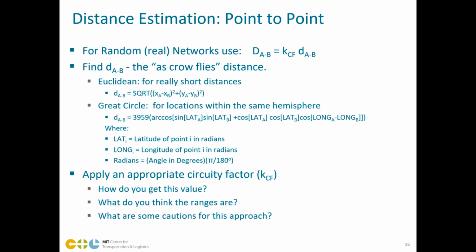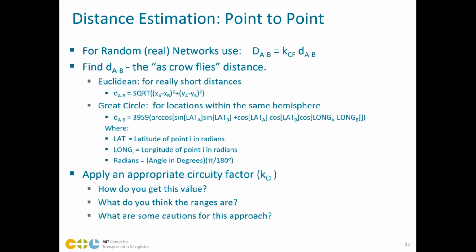So think about what the ranges are for this k factor. This is a good thing for estimation. What do you think the smallest k factor could be? For straight distances, it can't be any lower than 1. Hopefully that makes sense to you, because if it was lower than 1, then that means I'm shorter distance than Euclidean distance. I'm burrowing into the earth, right? So you can't have a circuity factor less than 1.